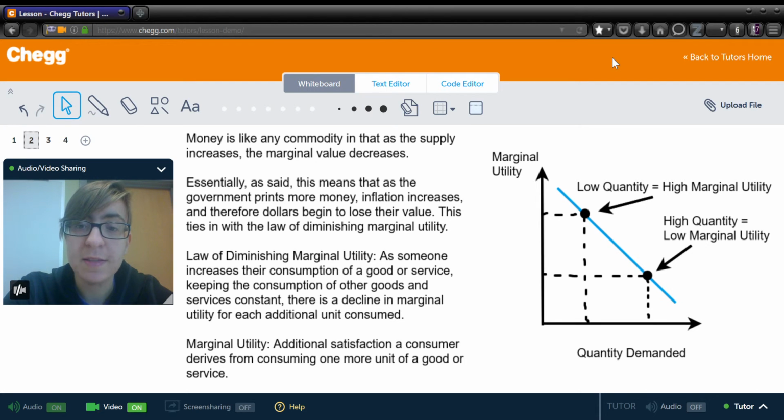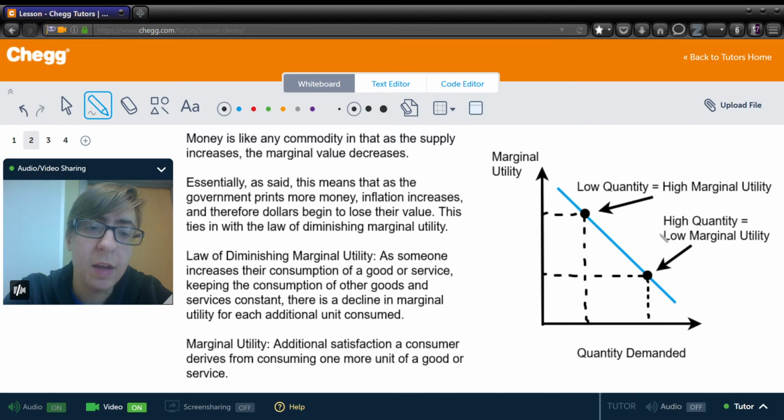This ties in with the idea of the law of diminishing utility, because as there are more dollars in the economy, its value goes down. The law of diminishing marginal utility states that as someone increases their consumption of a good or service, keeping the consumption of other goods and services constant, so there's no change in the consumption of any other goods that they may buy, there is a decline in marginal utility for each additional unit consumed. This graph over here nicely sums up what the law of diminishing marginal utility is really saying.